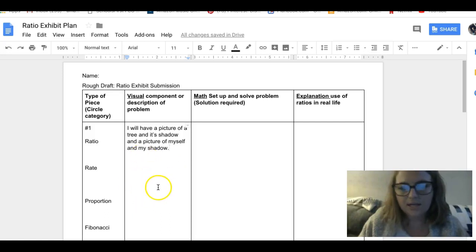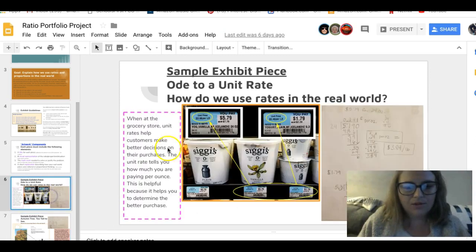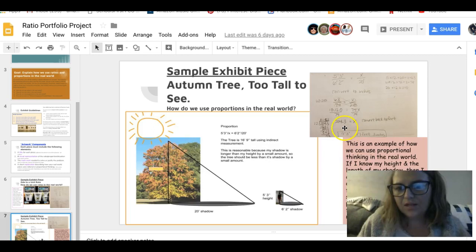It's just an idea. In this column here that says math required to set up and solve the problem, that's the actual math you're doing. So if we look at the first example I had, I went to the grocery store and took pictures where the unit rate is already shown, but in my math I had to prove this. I had to justify this math. So I had to find the unit rate based on the information I had, and I did that with division. So when you look at my math, it is using division.